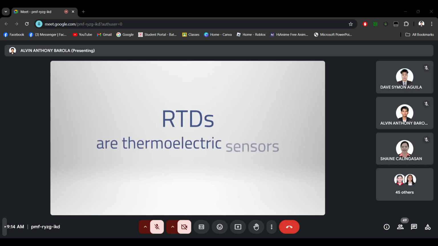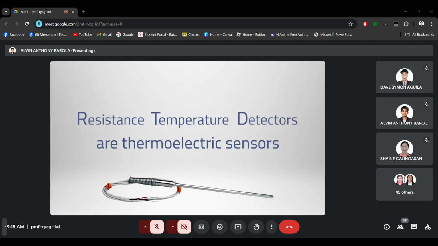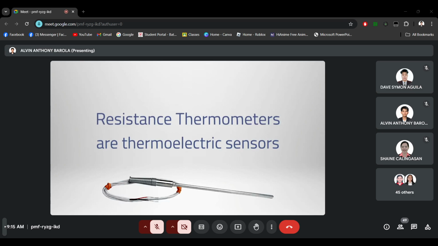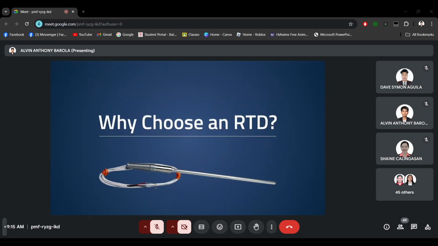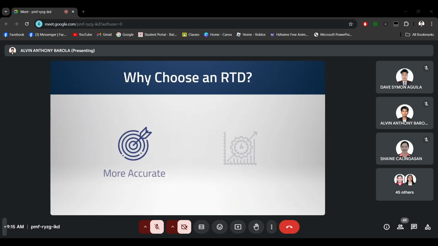RTDs are thermoelectric sensors used to measure temperature. RTD itself stands for Resistance Temperature Detector, but they are also sometimes referred to as resistance thermometers. RTDs are generally more accurate and offer a greater stability over time than thermocouples and other temperature probes when monitoring within recommended ranges.